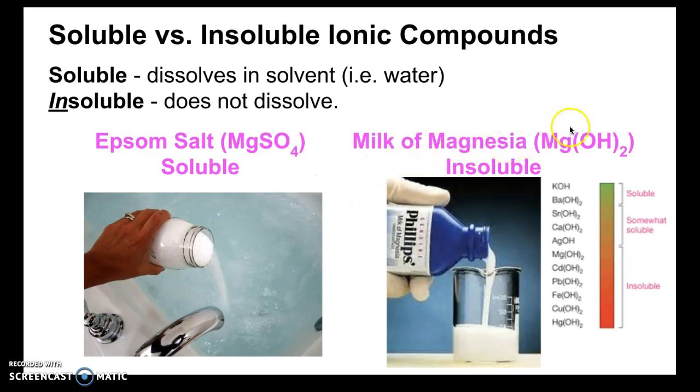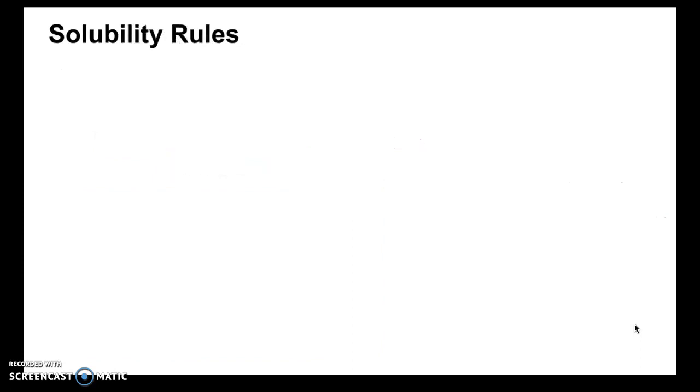Then there's milk of magnesia, which is used to treat stomach ailments. It's also a magnesium salt, magnesium hydroxide. That is insoluble, and if you look at it, it does not look like water. It's this milky, gooky solution. We have a range of solubility for hydroxides. At the top we have the ones that are soluble, somewhat soluble in the middle, and towards the end, insoluble. So the question is, how can you tell if something is soluble or insoluble by looking at the chemical formula? For that, you have to use the solubility rules.